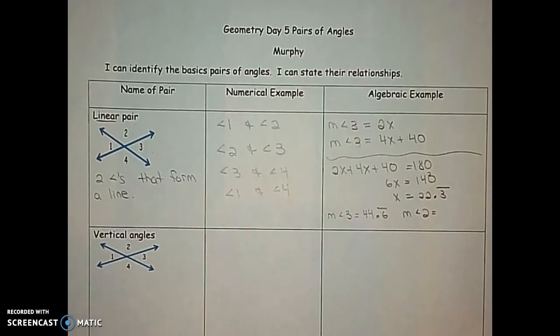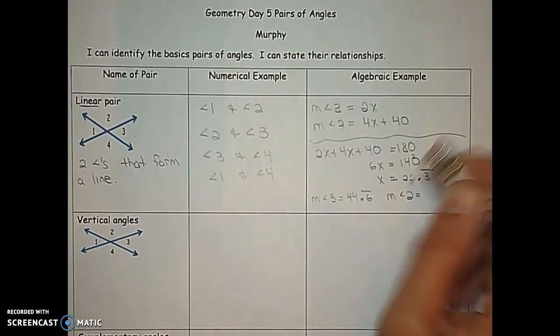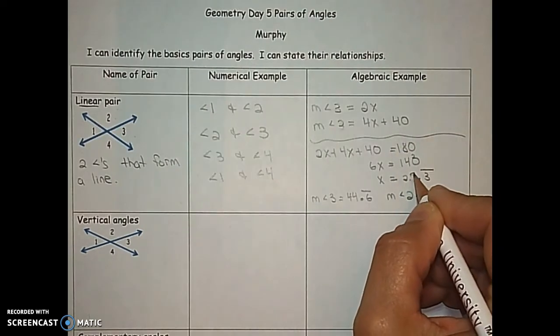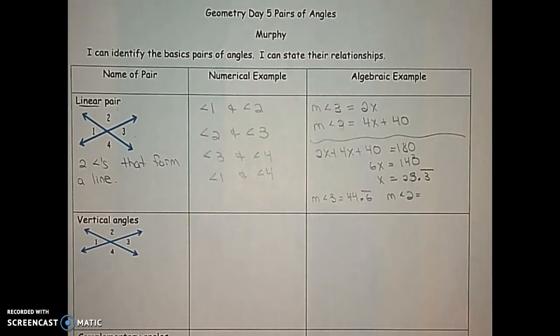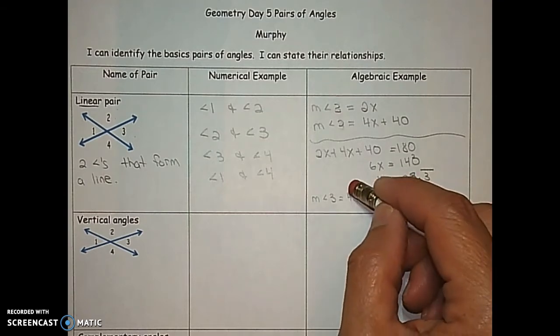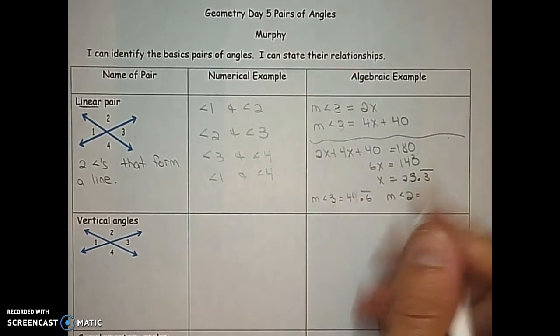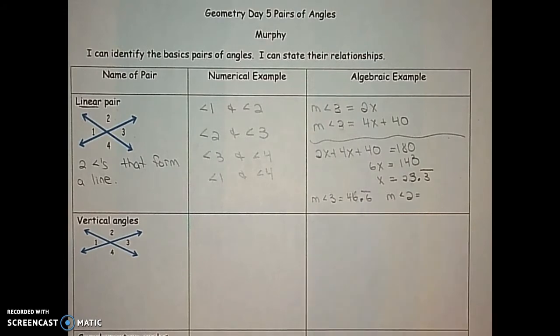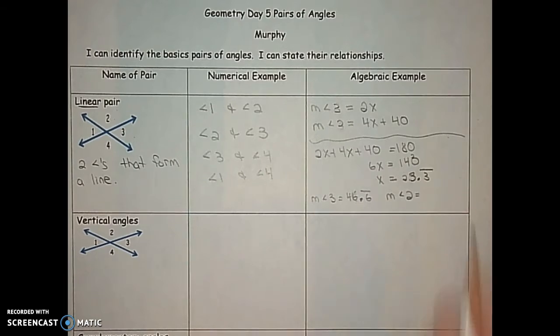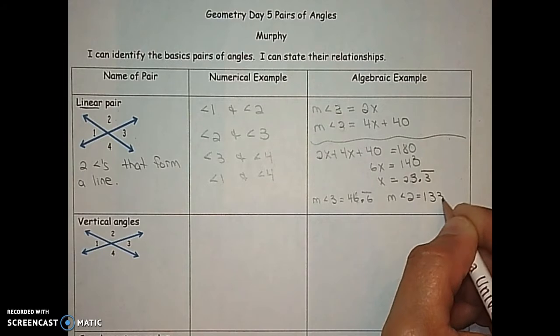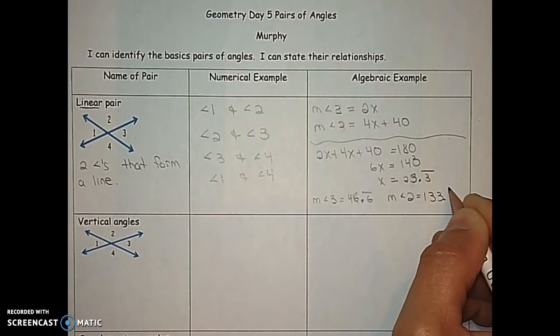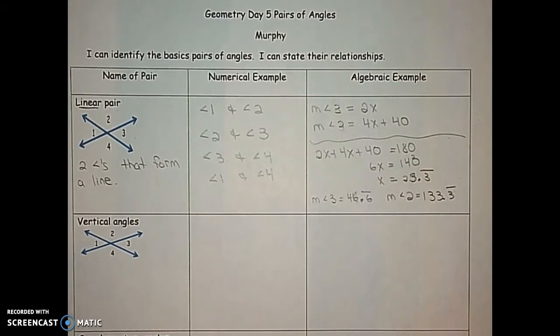I'm going to grab my calculator. Okay, looks like we got a mistake. It's 23.3 repeating, which means this is a 46.6. Okay, so 4 times 23.3 repeating plus the 40, and we end up with the other angle is 133.3 repeating.